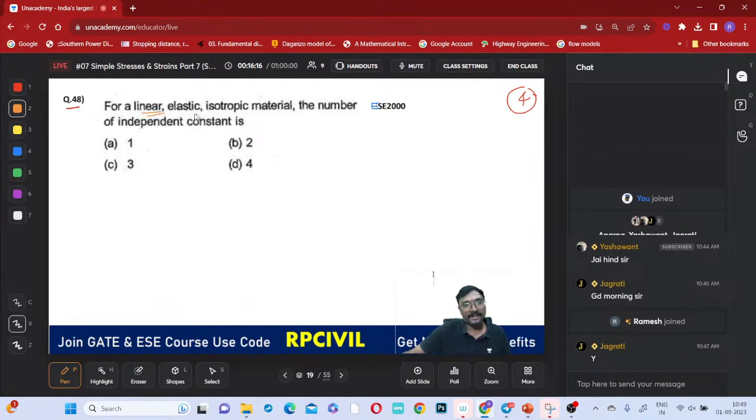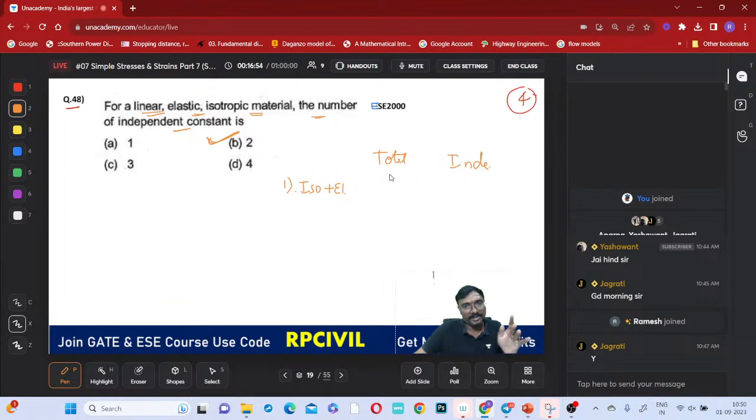So for a linear elastic isotropic material, what is the number of independent constants? 2 only, right? Do you remember what the total constants are and the number of independent constants? Whenever it is isotropic and elastic, the total is 3, and the independent constants are 2.